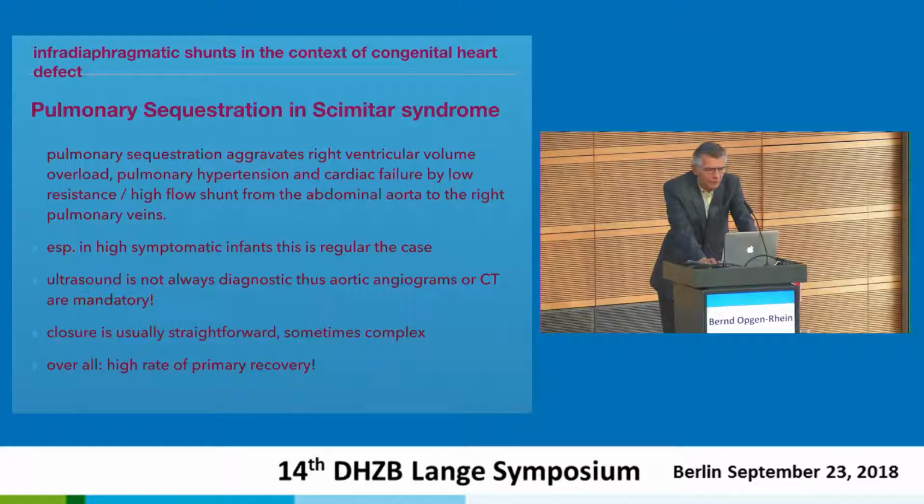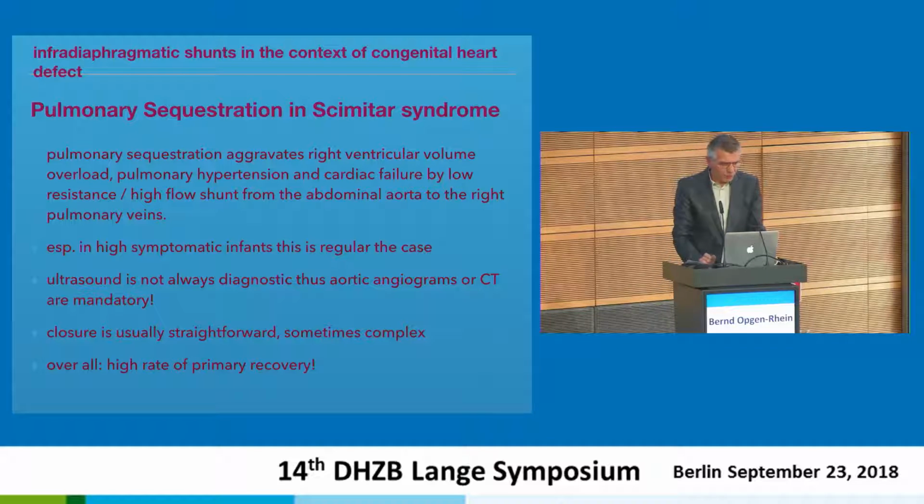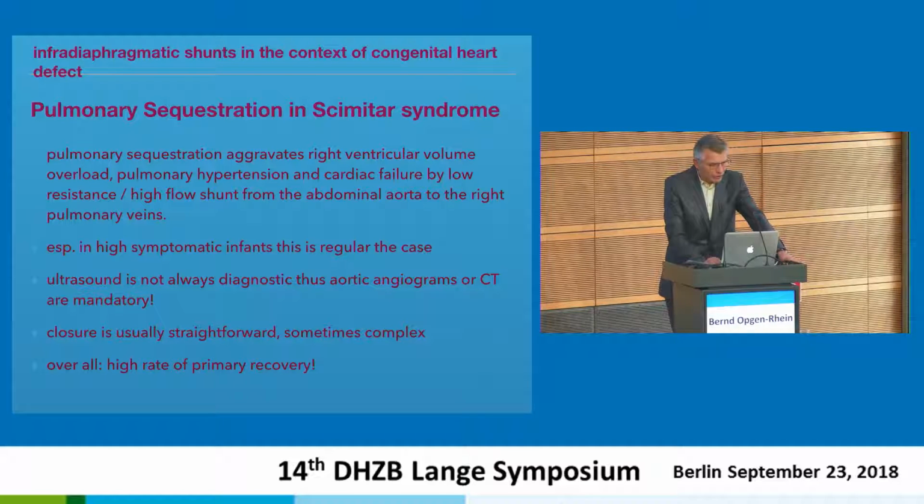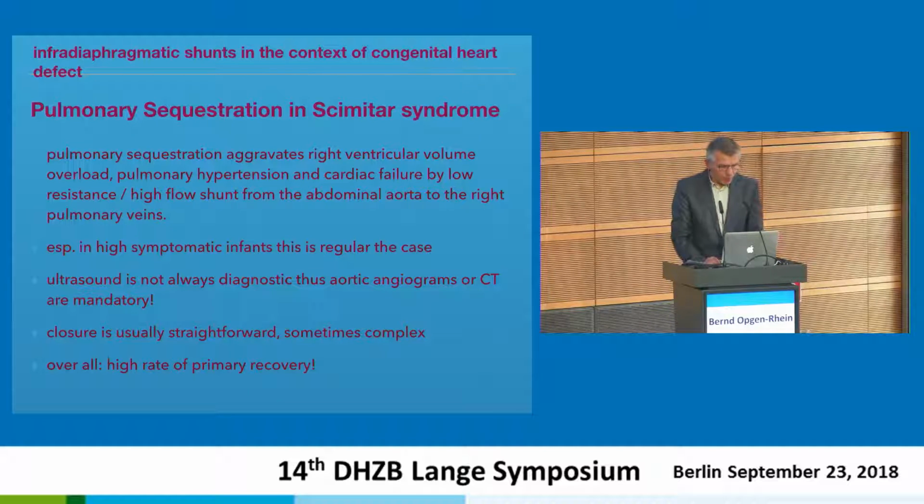To summarize this, pulmonary sequestration aggravates right ventricular volume overload, pulmonary hypertension, and cardiac failure by a low resistance, high flow shunt from the abdominal aorta to the right pulmonary veins. We usually see this in highly symptomatic infants, and ultrasound is mostly but not always diagnostic. Closure is usually straightforward but sometimes complex, and there's a rate of recurrence.